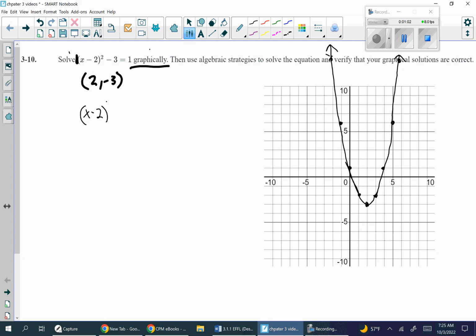now we want to know this equation: (x minus 2) quantity squared, minus 3 equals 1. We want to know where f of x or y equals 1. And that's kind of the focus of this problem.